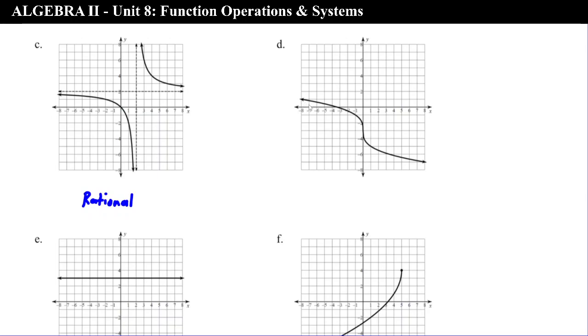Then for D, this looks cubic, and your first thought may be cubic, but remember, we also have the cube root function, and remember, that's an inverse function of cubic. So it looks like a cubic function, but turned on its side. So therefore, we have the inverse function, and this is a cube root function.